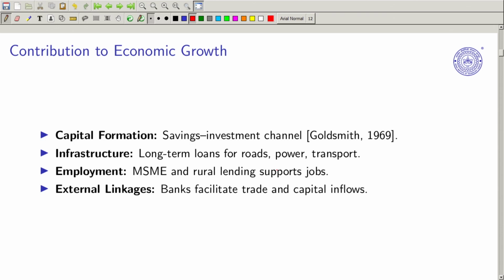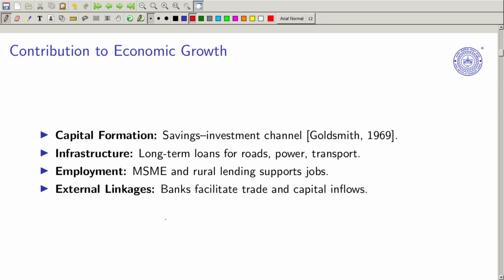If you think about capital formation, what is the first step? The first step is household saving. People are earning wages, and they use some amount for consumption and some amount they save. This saving that they keep in the bank gives a rate of interest. Whatever money goes to the bank is used further for lending, and if that lending turns into investment, then the saving-investment channel plays a very important role. Goldsmith defined this in 1969.